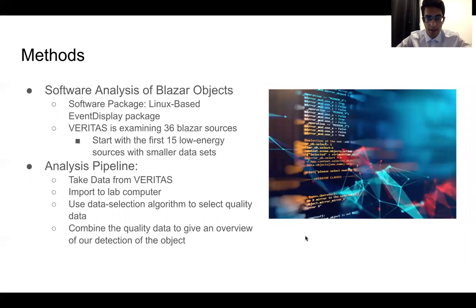So how did my analysis occur? Basically, I use a software package called Event Display, which is a Linux-based software package to examine Veritas data. And Veritas is examining 36 blazar sources. And I decided to start with the first 15 low energy sources because they had smaller data sets and they'd be a little bit easier to handle, and I could make my analysis pipeline a little bit more streamlined.